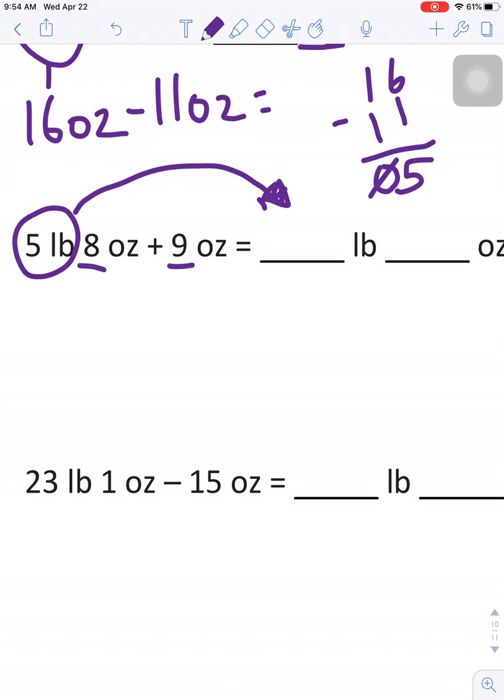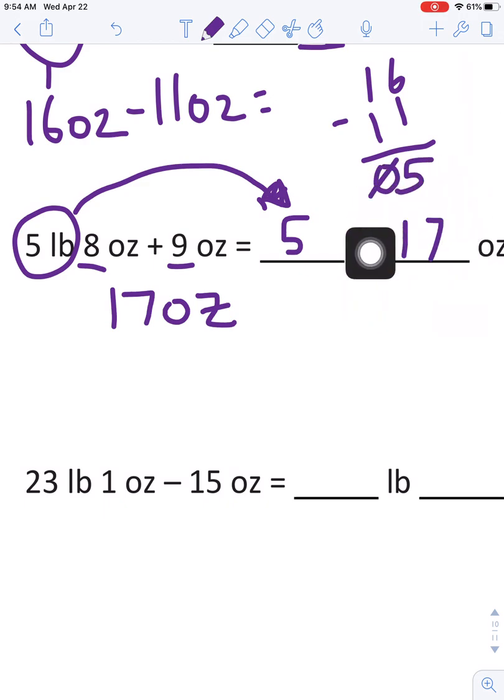I know that 8 plus 9, well, look, 9, 10, 11, 12, 13, 14, 15, 16, 17. 17 ounces. So I could write my answer as 5 pounds, 17 ounces. But there's a problem here. 17 ounces is more than a pound. Whoops. Erase that. 17 ounces is more than a pound.